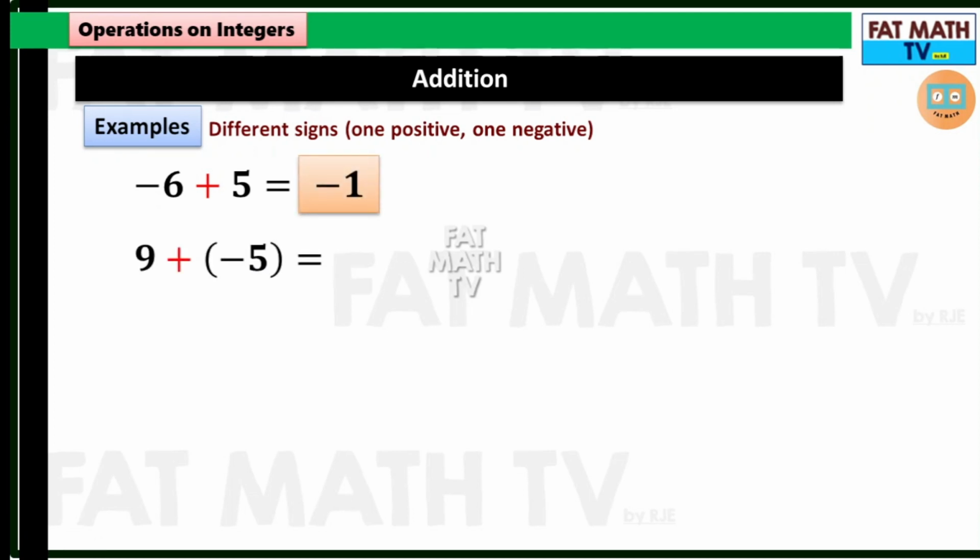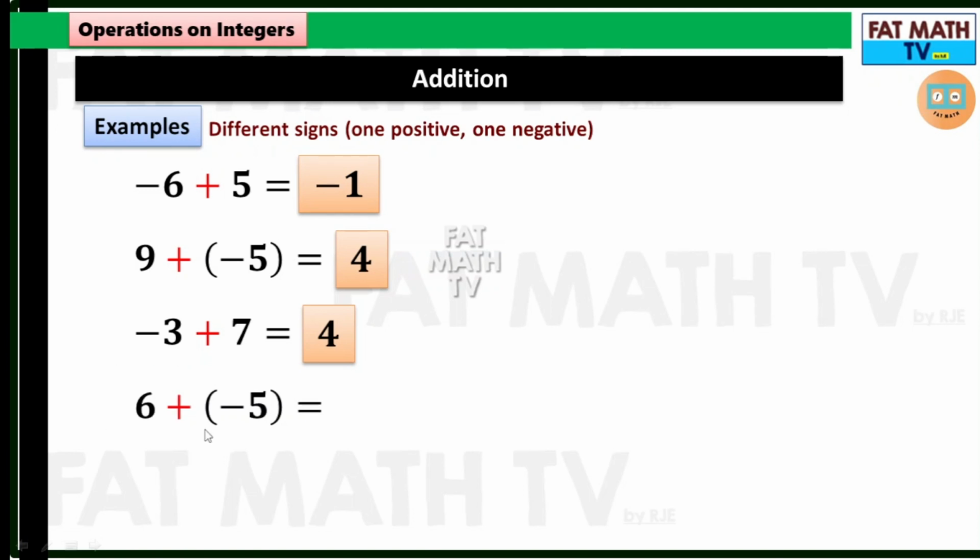9 plus negative 5, one is positive, one is negative, subtract, 4. So positive 4 because 9 is bigger than 5. Negative 3 plus 7, subtract, that's 4. Copy the sign of 7 because 7 is greater than 3. 6 plus negative 5 is positive 1. Since 6 is greater than 5, you have to copy the sign of 6, which is positive. And if it's positive, we don't need to put a positive sign there.